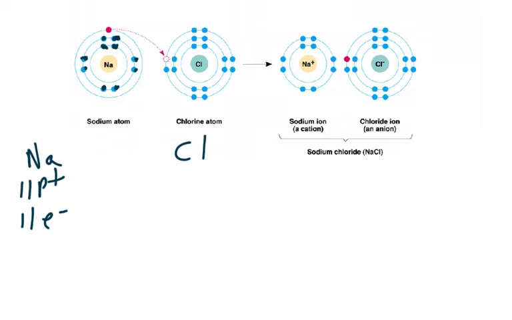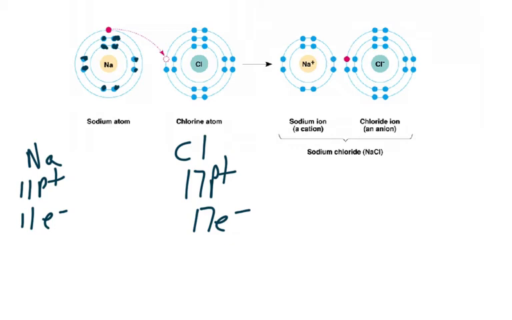So the first 10 electrons are called core electrons. They're not really involved in bonding. Only that valence electron at the end is involved. Now, chlorine is atom number 17. It has 17 protons, which means it has 17 electrons. So you'll notice there's 2 in the first energy level, 8 in the second, and it has 7 valence electrons in the third.